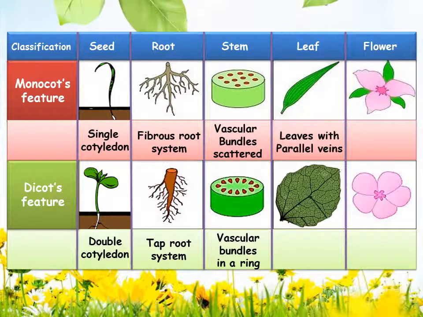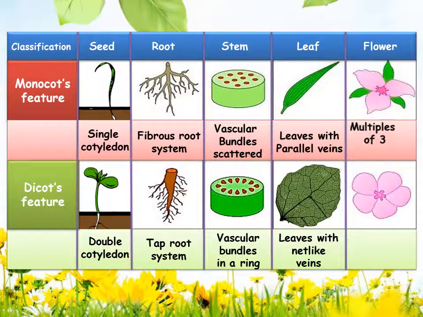Next, the leaf. The leaf in monocot's feature has parallel veins. All the lines are with the same direction. They are all parallel. While the dicot's feature has leaves with net-like veins. They have different directions. So you can really spot a difference between the two.